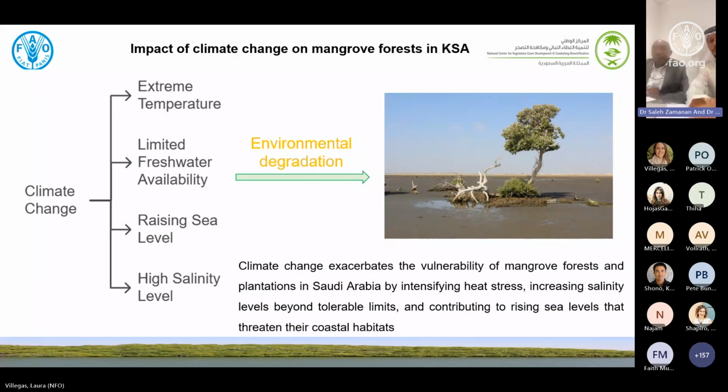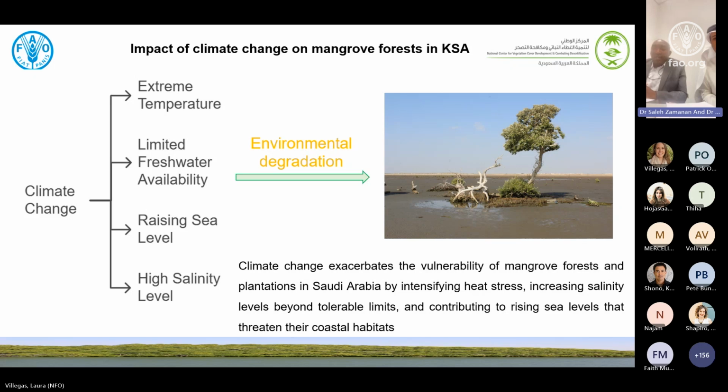Actually, one of the most important challenges facing mangrove plantation and mangrove natural forest is climate change and anthropogenic, human activities. But now the government has very strict regulations to protect mangrove from human activities. But the most important factor affecting mangrove natural forest and plantation is extreme temperature, which exceeds 55 degrees in the Arabian Gulf and 45 degrees in the Red Sea.